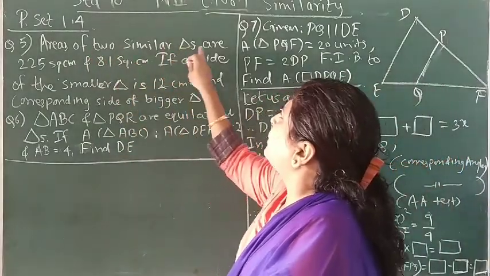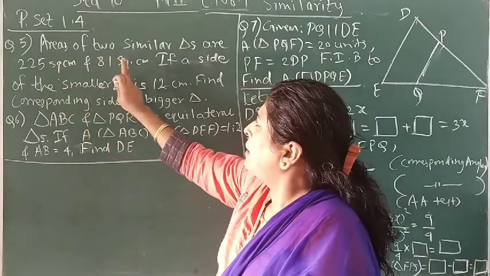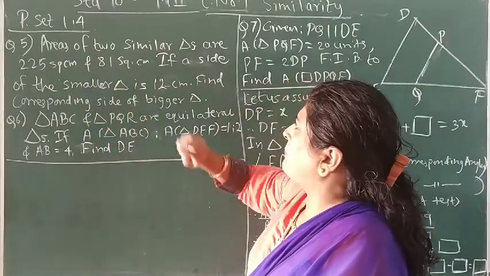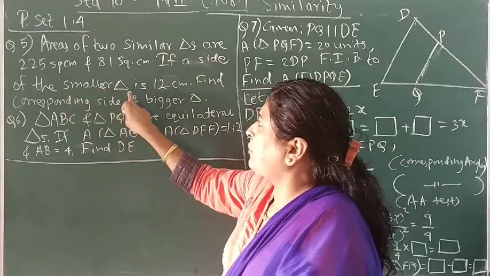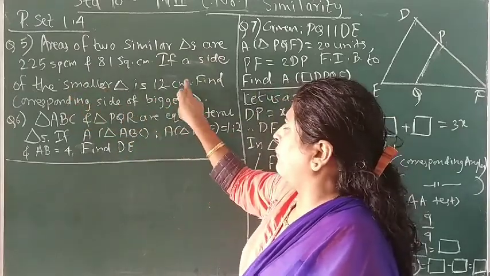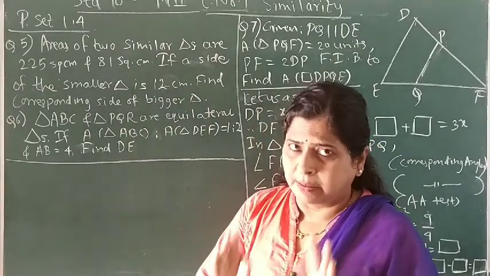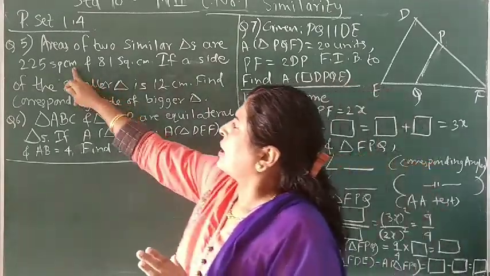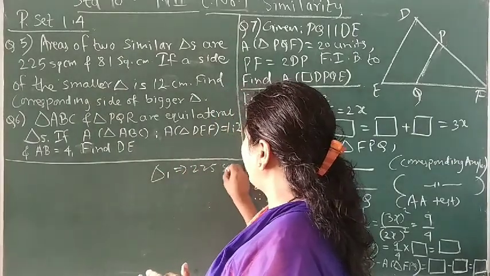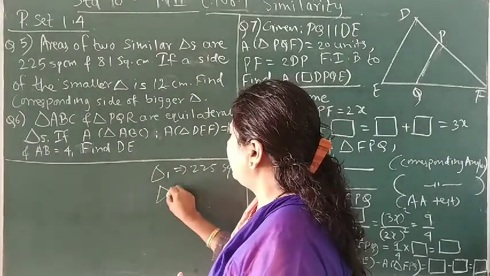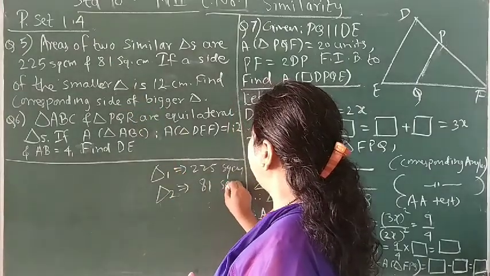Areas of two similar triangles are 225 square centimeter and 81 square centimeter. If a side of the smaller triangle is 12 centimeter. So we can see there are two triangles which are similar. Area of the first triangle, say triangle number 1, is 225 square centimeter. Now the second triangle, its area is given to us as 81 square centimeter.